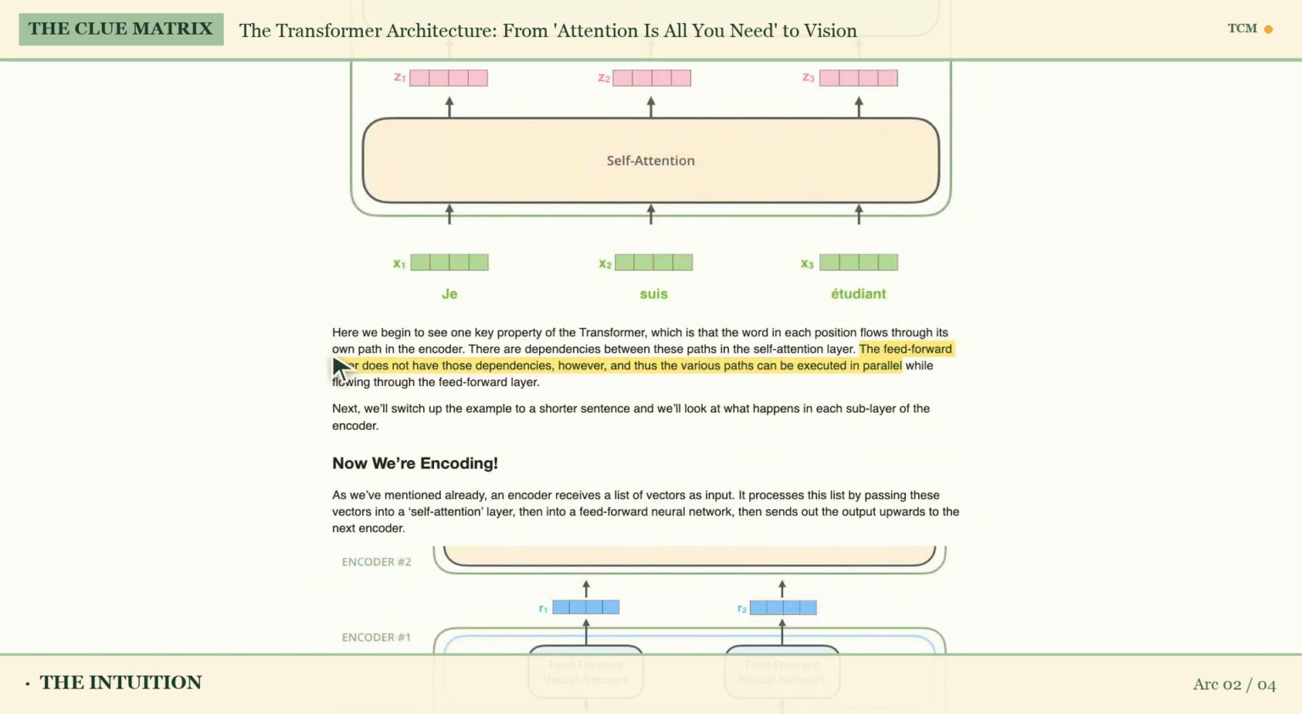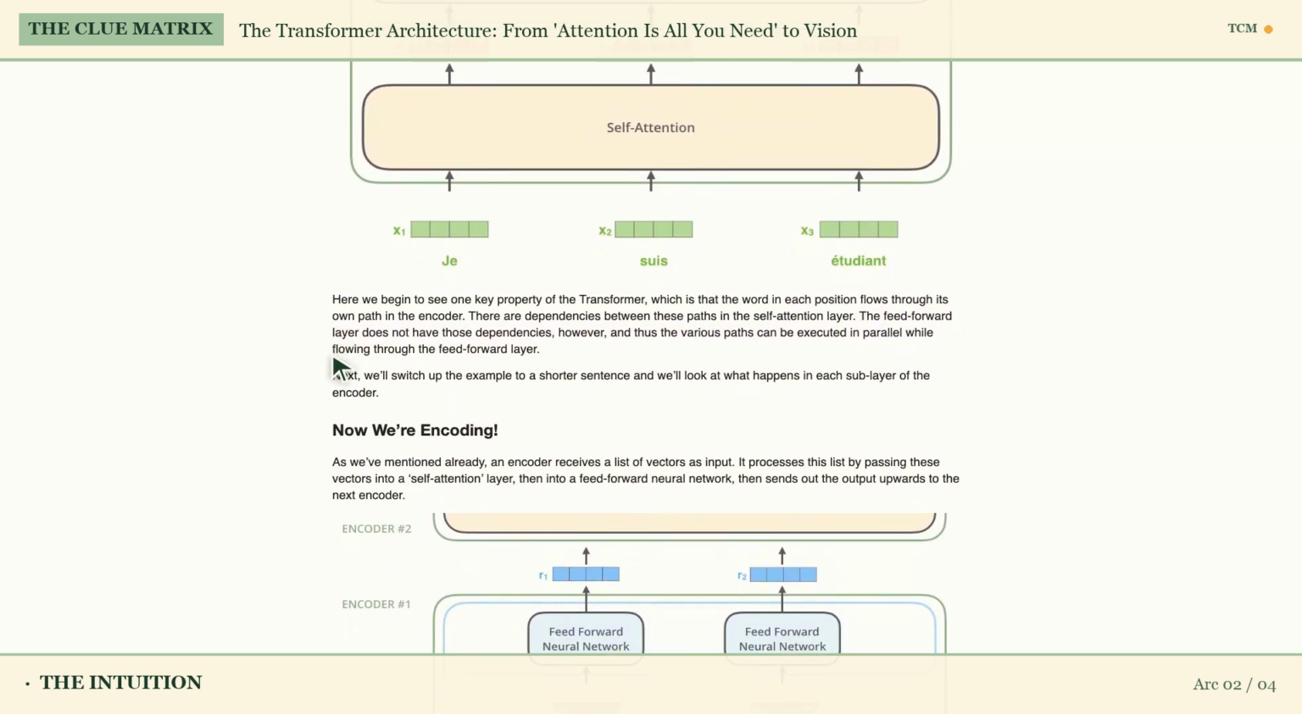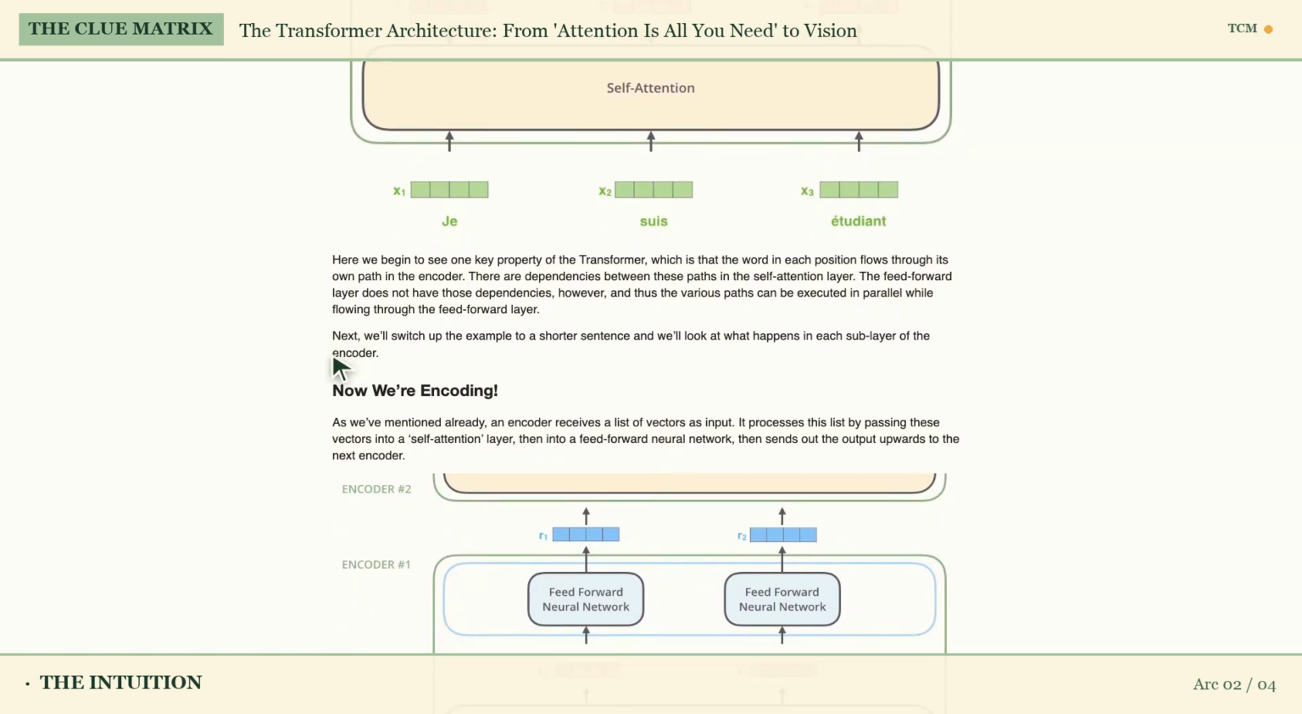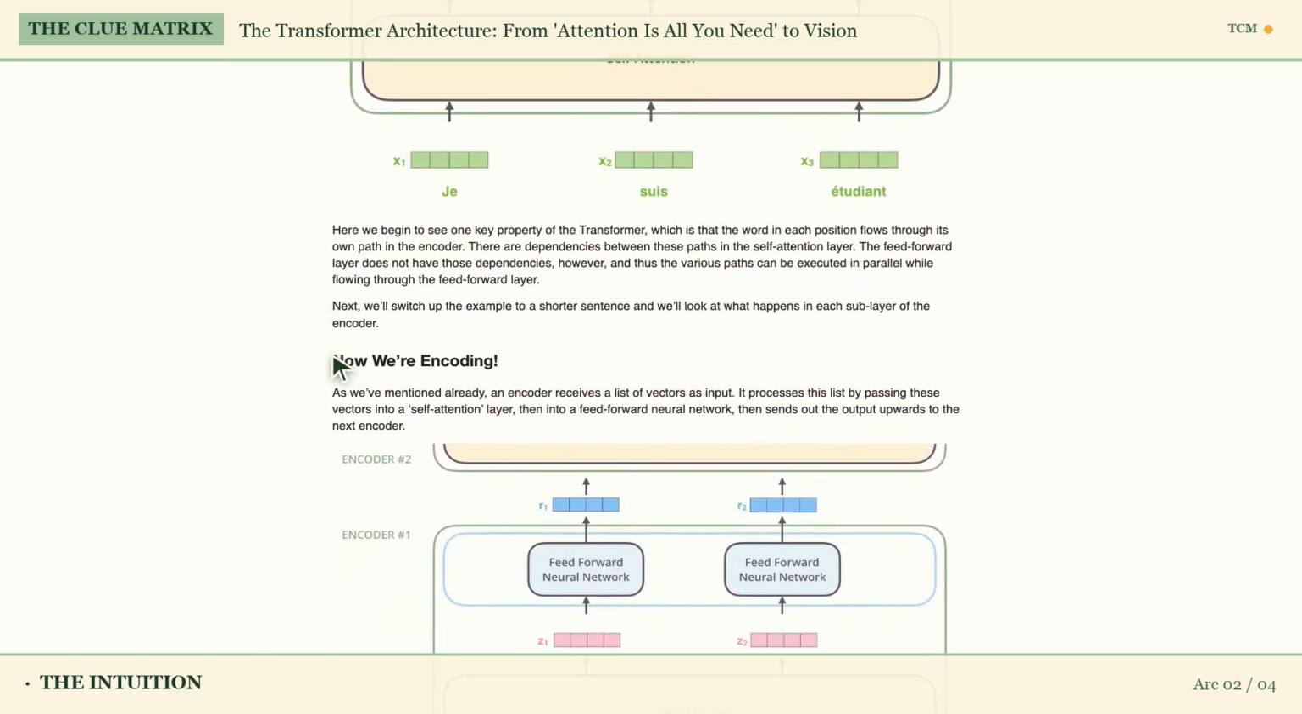And the key to parallelism is how this works. The feed-forward layer does not have those dependencies, however, and thus the various parts can be executed in parallel. This is where it breaks from the step-by-step RNN processing. So the self-attention part connects everything, but the feed-forward part processes each word independently after that connection is made. That makes it efficient. Yes, it creates a rich, contextualized representation for every word, all at once.